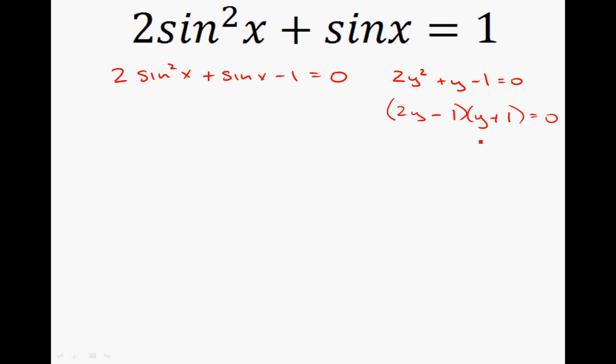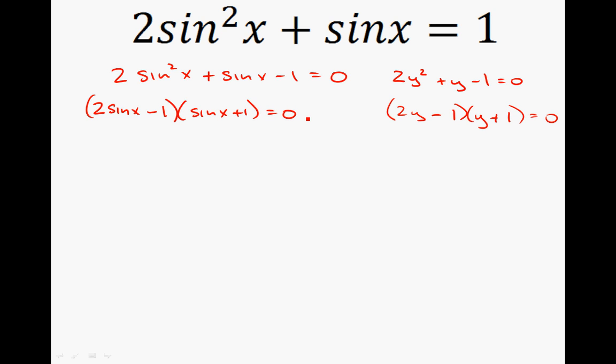Let's double check. I know that the F and the L of the FOIL, which give me this term and this term, are going to be correct. So I just got to check the O and the I. So positive 2y minus y. Yep, that gives me positive y. Okay, so this idea over here should help me over here. So I'm going to have 2 sine x minus 1, and then sine x plus 1 equals 0. All right, so now we're all factored.